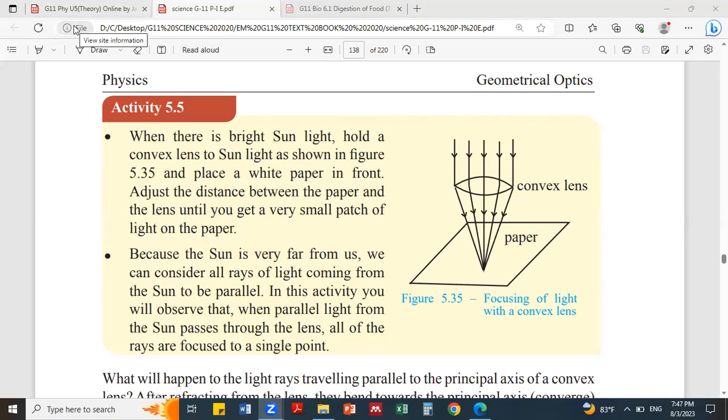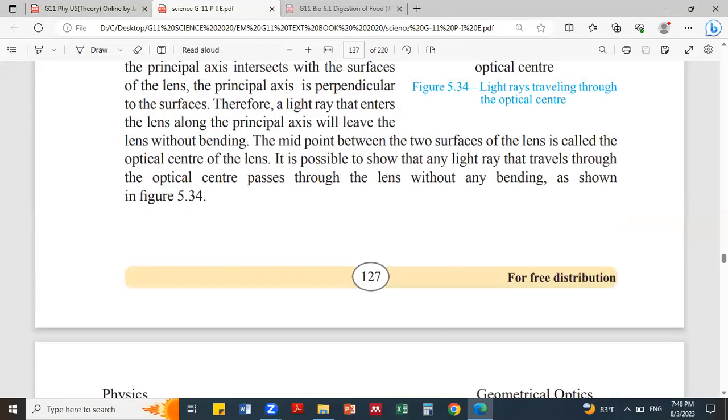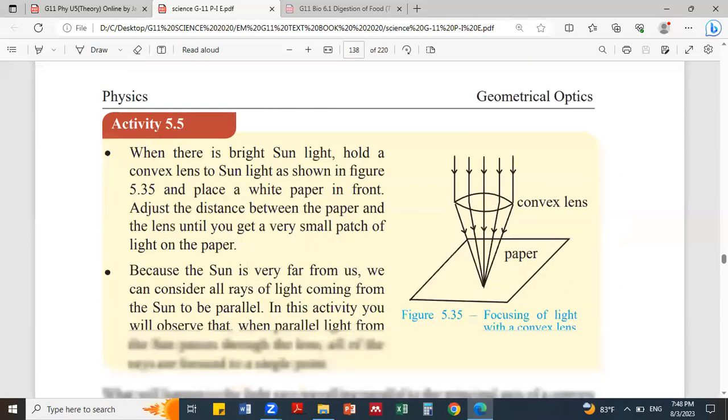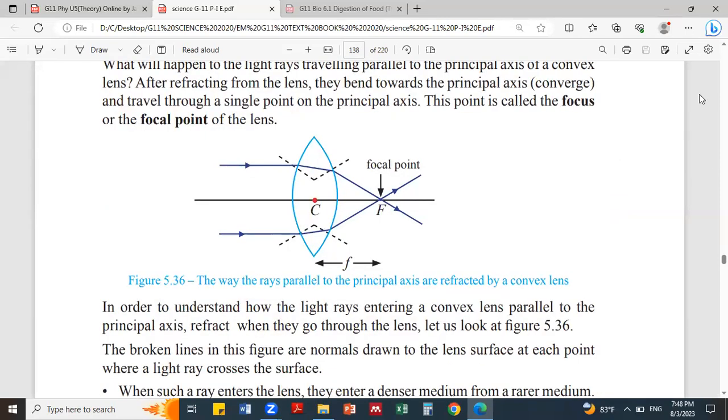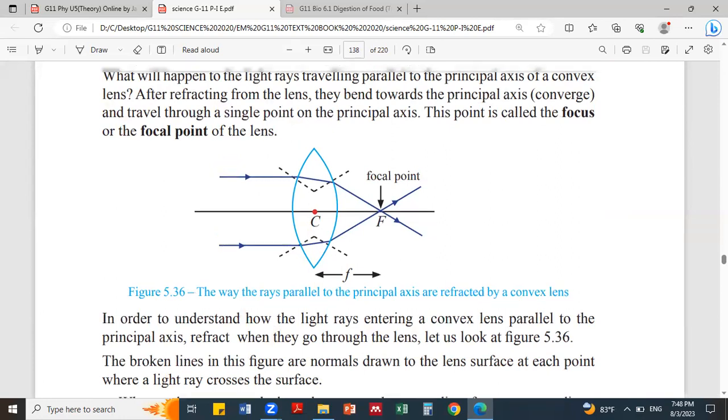Sometimes they can give this diagram in the exam and ask, what is the aim of this experiment? To find what? Focal length and focal point. To find the focal length and focal point of this convex lens. I gave this on the previous page. Yes, focal point, and you want to check the focal length.